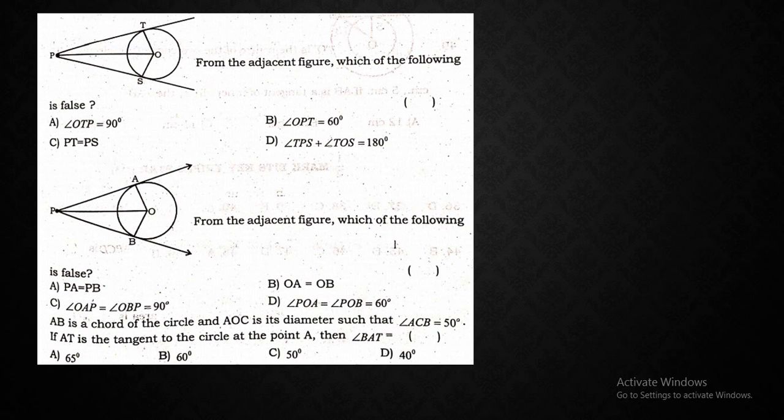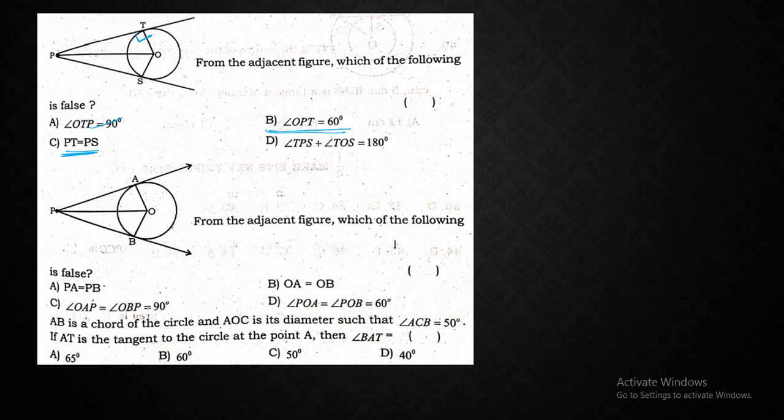Next, moving on to one more question. From the adjacent figure, which of the following is false? Angle OTP. So this is 90 degrees only, no? So this is correct. Next, angle OPT is equal to 60 degrees. Can you judge this as 60 degrees? We can't say. PT is equal to PS.